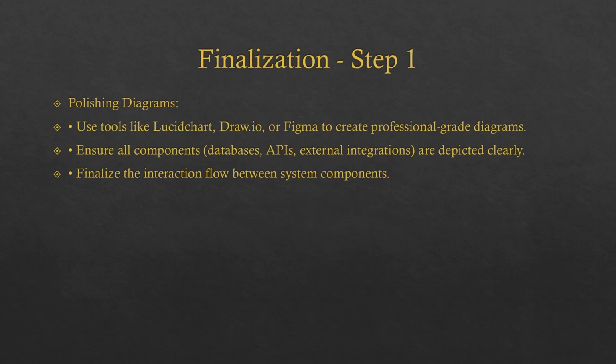After the break, we will move into the finalization phase. During this step, we will polish our diagrams to a professional standard. We will use tools like Lucidchart, Draw.io, or Figma to create clear, high-quality diagrams that effectively depict the system's components and interactions. We will ensure that all essential parts such as database, APIs, and external integrations are included and clearly labeled. Our goal here is to finalize the interaction flow between system components.